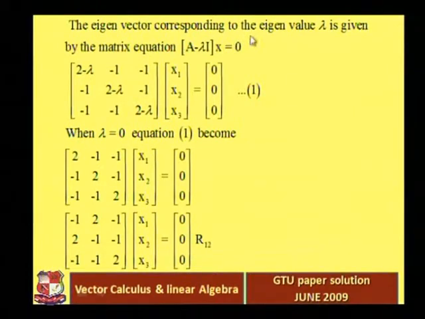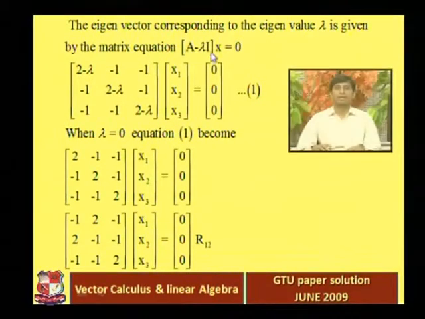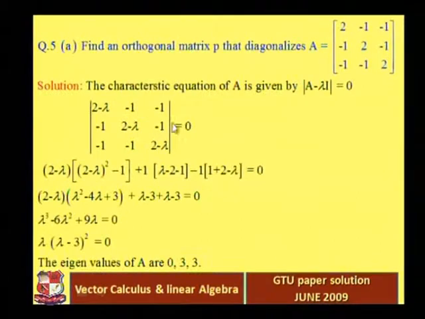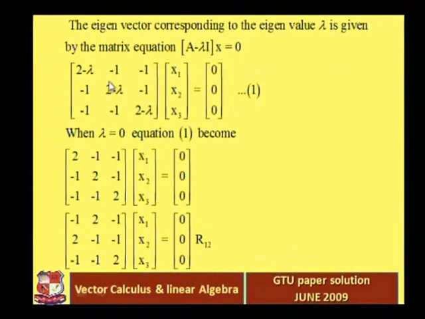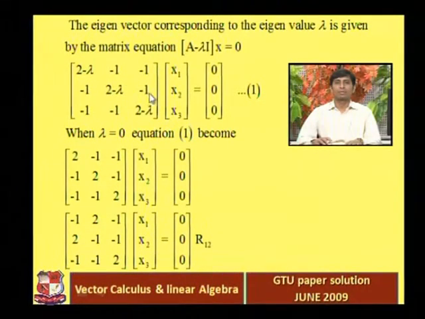The eigenvector corresponding to the eigenvalue lambda is given by the matrix equation A minus lambda I into x is equal to 0. So this is our matrix A minus lambda I into x, that is equal to 0. Put lambda is equal to 0 in this matrix. So 2 minus 1 minus 1, minus 1 2 minus 1, and minus 1 minus 1 2 into x1, x2, x3, that is equal to 0 0 0.